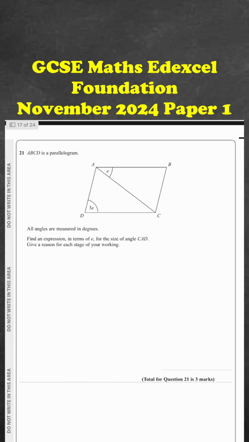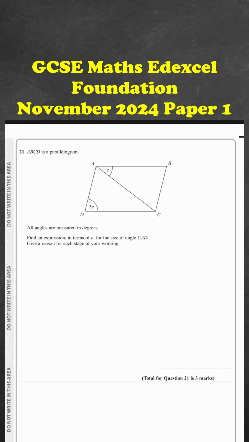Question number 21. ABCD is a parallelogram. All angles are measured in degrees. Find an expression in terms of E for the size of CAD. Give a reason for each stage of your working.